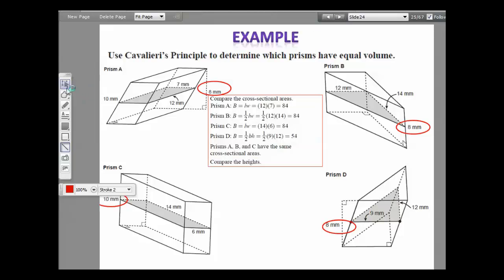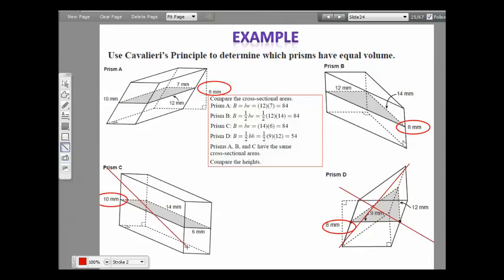Next, we're going to compare the heights. And I went ahead and used these little red circles, and I circled the height of each one. Well, remember we said we don't care about prism D anymore. It's gone. Well, if I'm going to compare the heights, here's 8, here's 8. Let me get rid of my little palette. And I come down here, and the height of prism C is 10. Remember, they have to have equal heights, and the cross-section area has to be equal. So that means prism C is out of the picture.